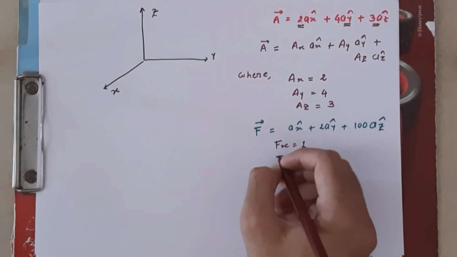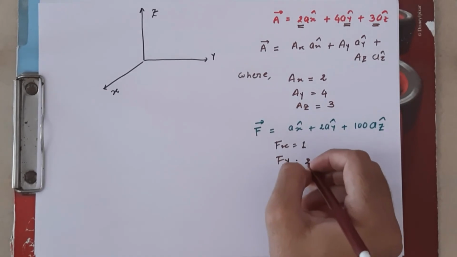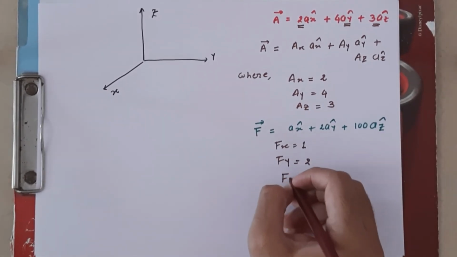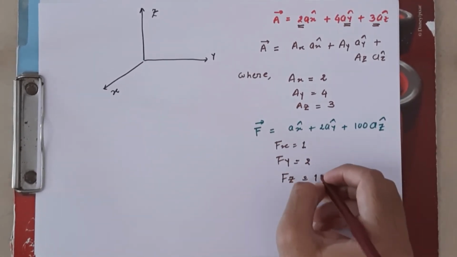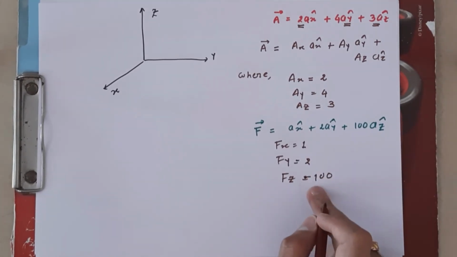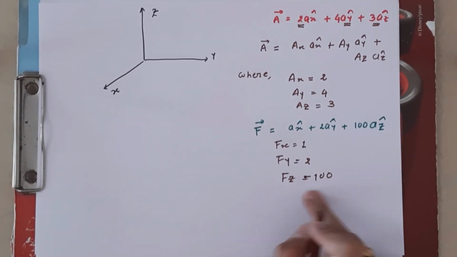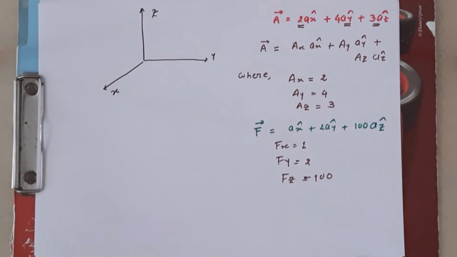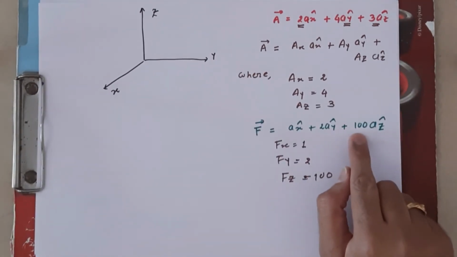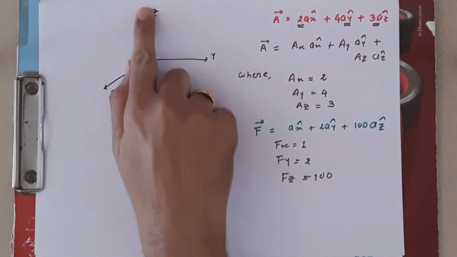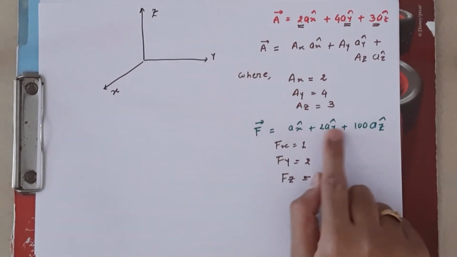What is the value of force in the y direction? It is 2. And what is the value of force in the z direction? It is very high, and it is 100. So obviously, in which direction does the object move? The object moves in the z direction, because I have applied the maximum force in the z direction.